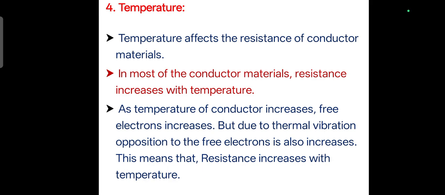How does this increase happen? Let's discuss. As the temperature of a conductor increases, free electrons increase, but due to thermal vibration, the opposition to the free electrons also increases. This means that resistance increases with temperature. So these are the four different factors on which the resistance depends.